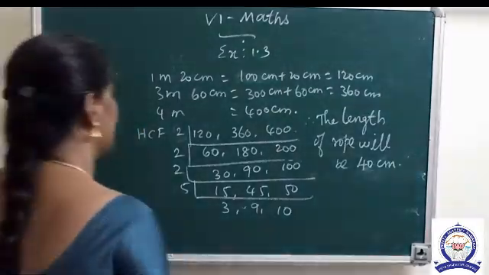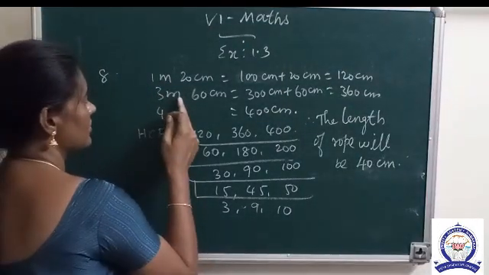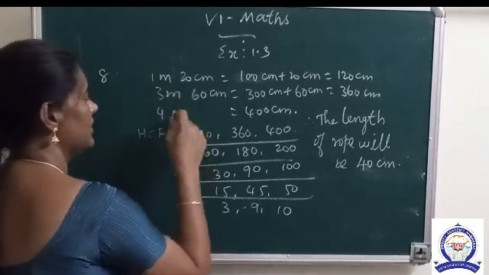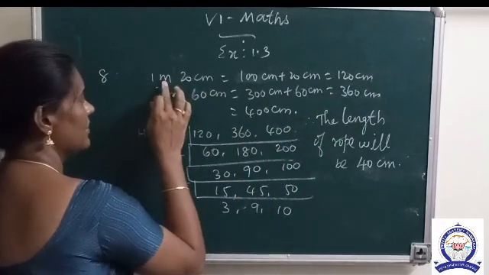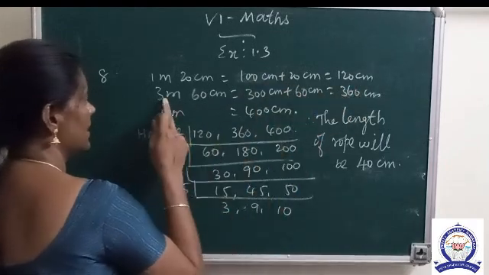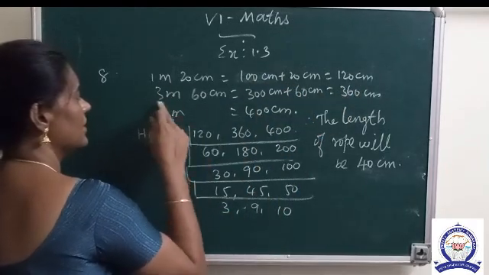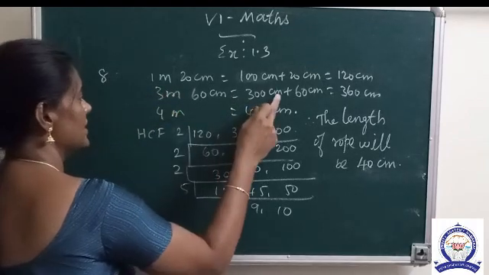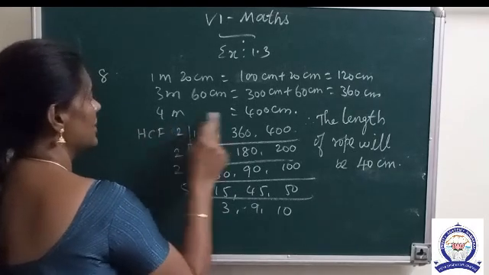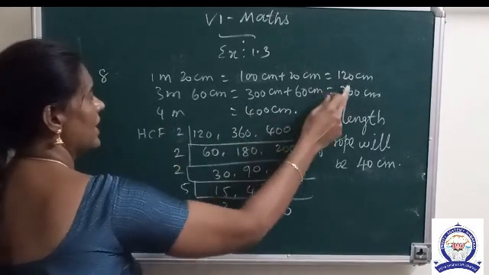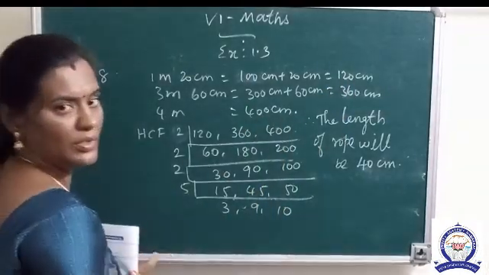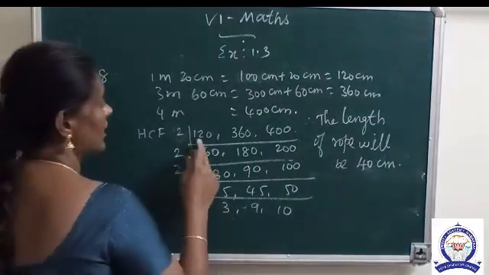Listen carefully. Here the first two measurements are given in meter and centimeter, so all the measurements we convert into centimeter. For this, 1 meter is 100 centimeter, already 20 centimeter is given. So 100 plus 20, 120 centimeter. 3 meter is equal to 300 centimeter plus 60 centimeter, 300 plus 60, 360 centimeter. 4 meter is 400 centimeter. Now we find the HCF of 120, 360 and 400. We get the longest rope.